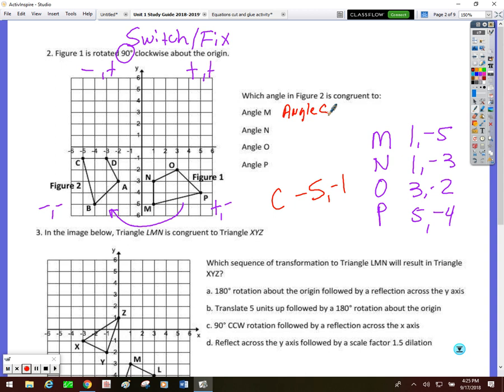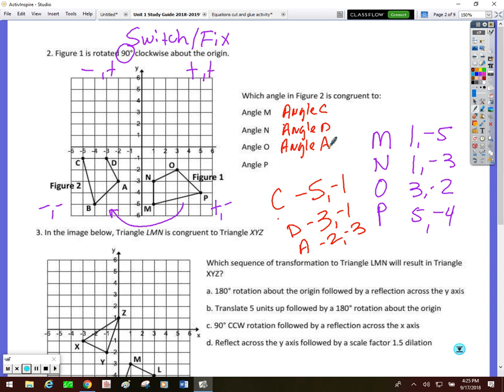All right, here's N. So if I do N from 1, 3 becomes 3, 1. Both of those are now negative because we're in quadrant 3. Well, at negative 3, negative 1 is D. So that would be angle D is congruent to angle N. O, you have 3, 2 becomes 2, 3. Since both of them are negative, that's at negative 2, negative 3, which gives me coordinate A. So that's O is angle A.